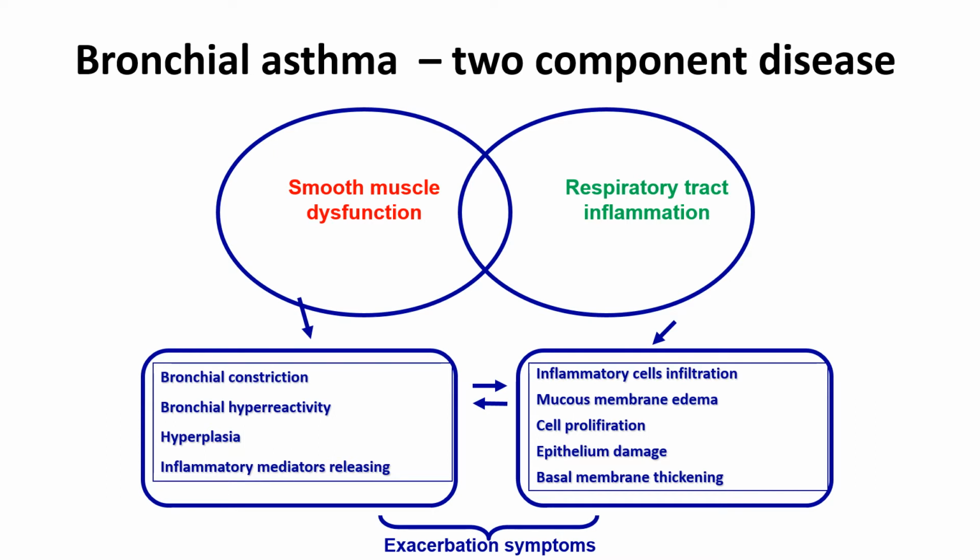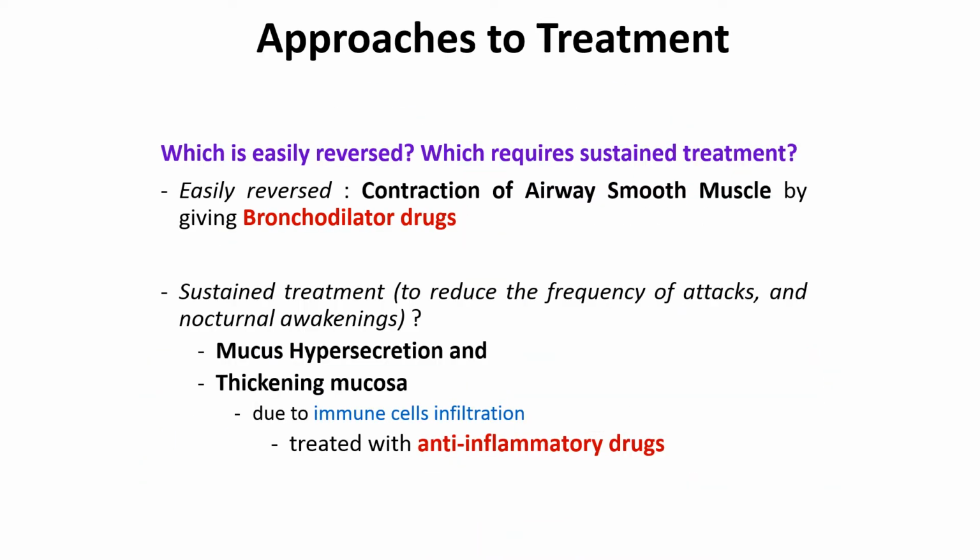Now if I ask you which one is easier to reverse, like a patient who has come to your clinic with an acute attack of bronchial asthma, the first thing you need to think about is to reverse that bronchoconstriction so that the patient gets symptomatic relief. So this contraction of airway smooth muscle can easily be reversed by using a bronchodilator drug. So one category of bronchial asthma drugs is categorized as bronchodilators, and among bronchodilators, we will see which drugs just after a few minutes. So one aspect is to reverse the bronchoconstriction, and you can do that by using a bronchodilator.